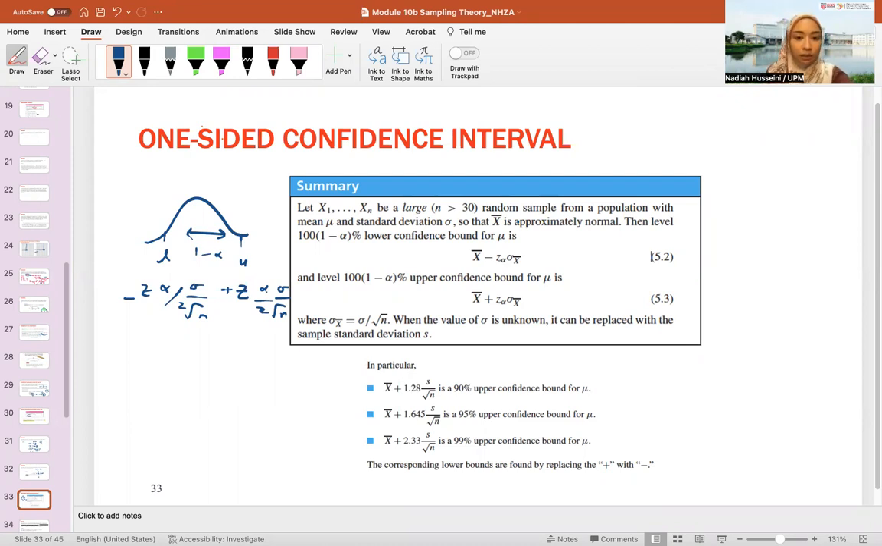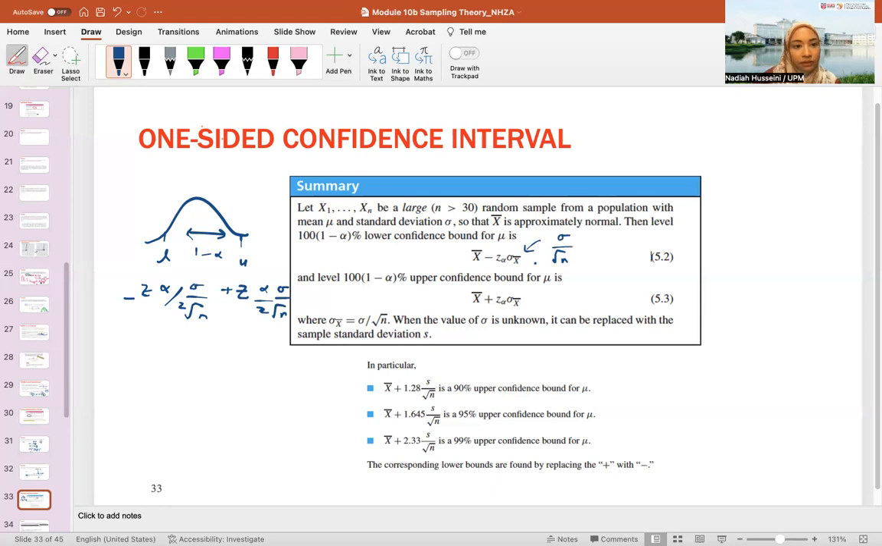So let x1 up to xn be large. We are still following the central limit theorem here. A random sample from a population with mean mu and standard deviation sigma, so that our sample mean is approximately normal. Then the 1 minus alpha level lower confidence bound for mu is the sample mean minus z alpha times the standard deviation of the sample mean. Okay, it's the same thing.